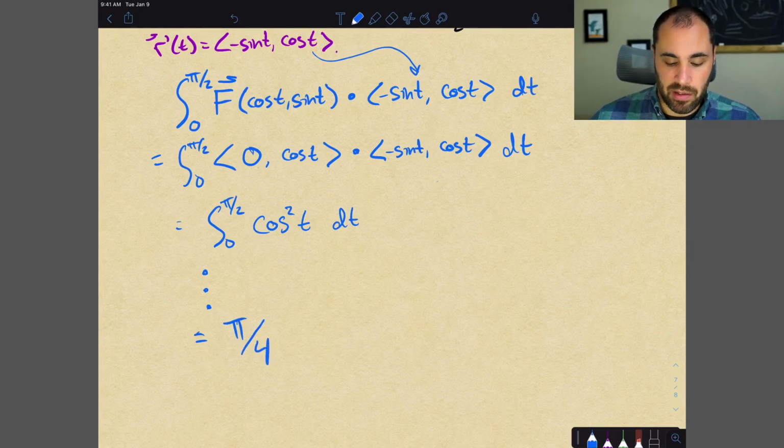So still positive because the vector field is still helping us as we move along that curve. And actually, pi over 4 is a little bigger than 1/2. It's what, 0.7 something. So moving along this curved path, this quarter circle path, we would get more help from the vector field.